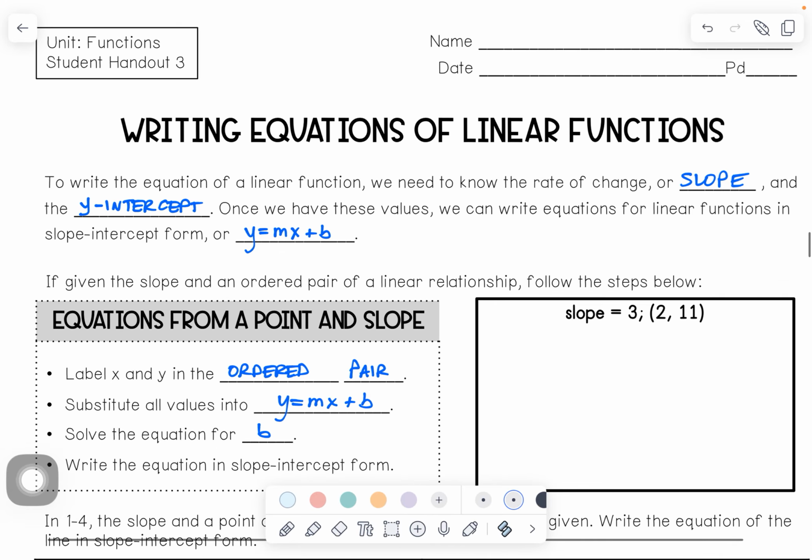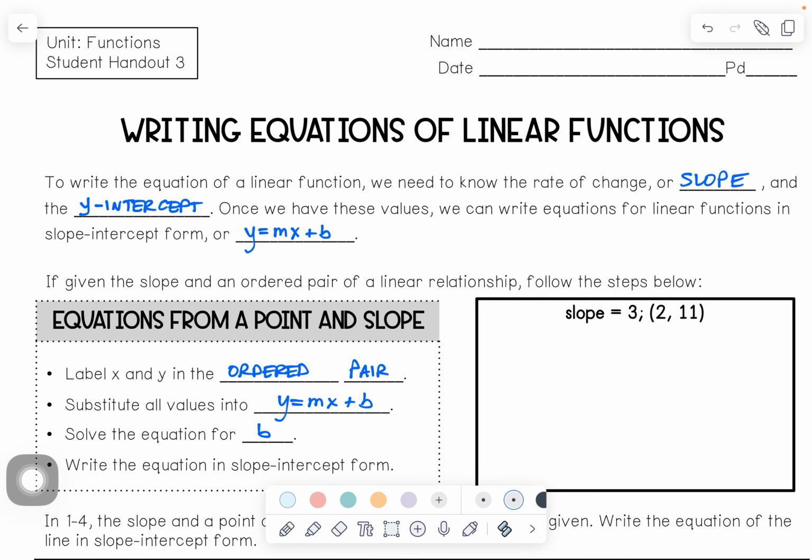All right, so today we're going to dive deeper into writing equations of linear functions. That is the primary focus of Algebra 1. To write an equation of a linear function, we need to know the slope and the y-intercept. We talked about that all of Chapter 4. So today we're going to learn how to write that equation when we don't have that exact information.